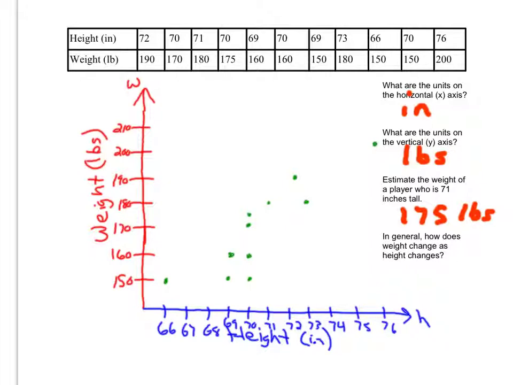And the last question, okay, we want to generalize sometimes with the scatter plot, meaning tell me what's the trend, what's happening? So it says, in general, how does weight change as height changes? Well, as my height goes up, what usually happens to my weight? The higher my height gets, the higher my weight gets. Okay, so how does weight change as height changes? I would say something like, as height increases, and I'm abbreviating because I'm out of room here, as height increases, weight increases.